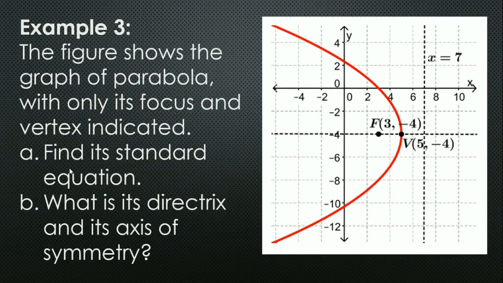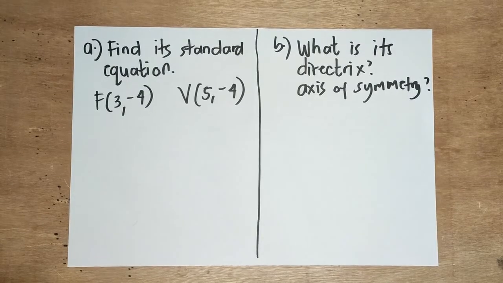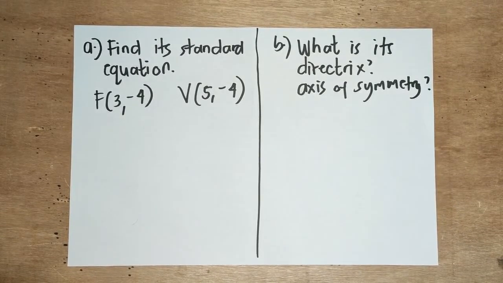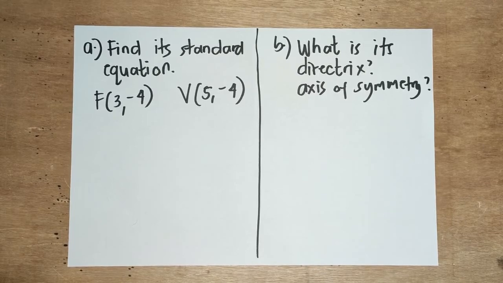So example number 3, the figure shows the graph of a parabola with only its focus and vertex indicated. A, find its standard equation, and B, what is its directrix and its axis of symmetry. For the solution, watch this video. Okay, so in this example, we are asked to identify the standard equation of the graph. Given its focus and vertex, the focus is (3, -4) and the vertex is (5, -4). Looking at the graph, it is a parabola which opens to the left.